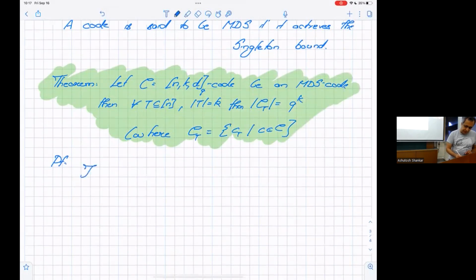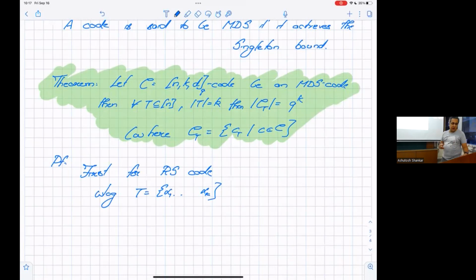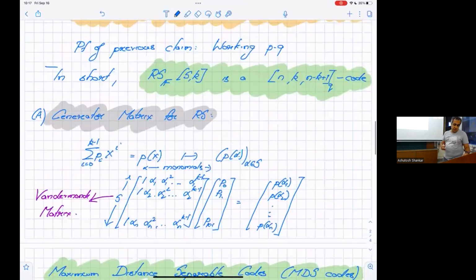So first for Reed-Solomon. Without loss of generality, let's assume T is alpha 1 to alpha K. Now, you don't have the entire Vandermonde matrix with you. You don't have all the rows of this. You have only the T rows corresponding to this, and you're looking at that K by K matrix multiplied with this, and you have this evaluation point. You want to know, is this invertible?